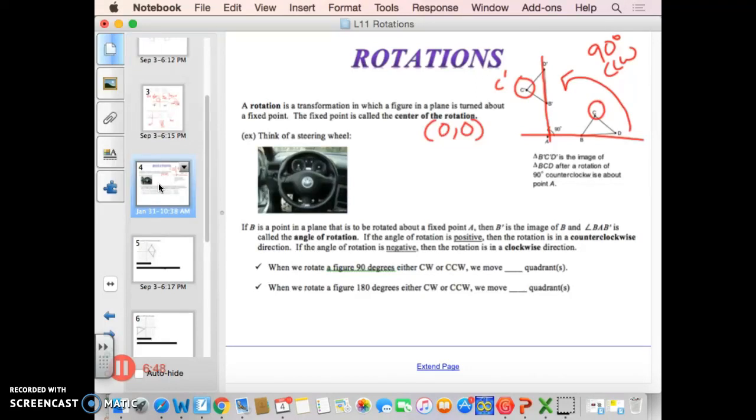Okay. So when you rotate a figure 90 degrees, either clockwise or counterclockwise, you're just moving 1 quadrant. And if you rotate a figure 180 degrees, you're actually moving it 2 quadrants, either to the left or to the right.